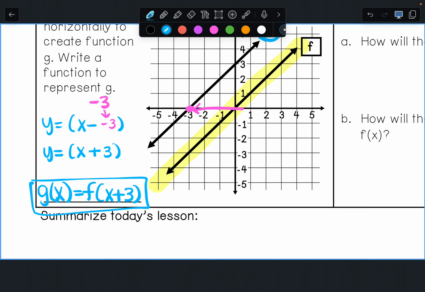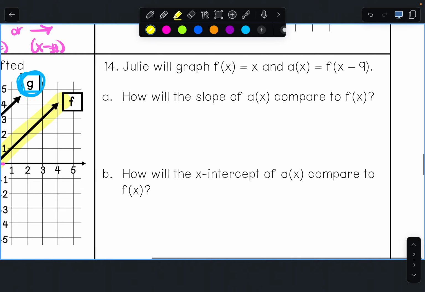That's why, to make your life easier, you have to know how to go from here to here. Okay? It's going to make your life a whole lot easier if you start off writing it this way first, then switching the letters out. Okay? All right, number 14, last one.